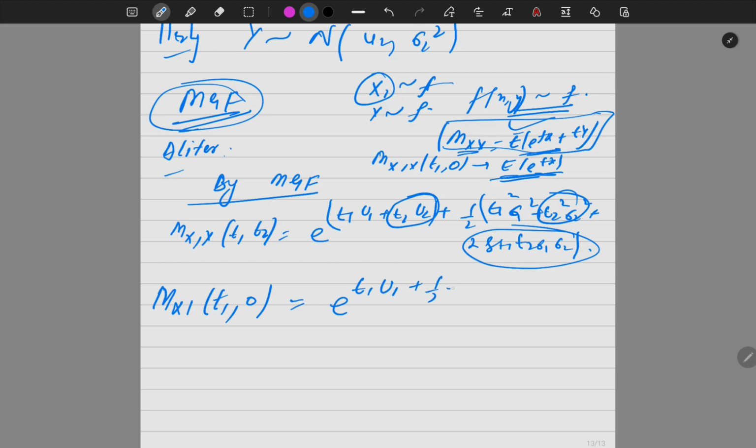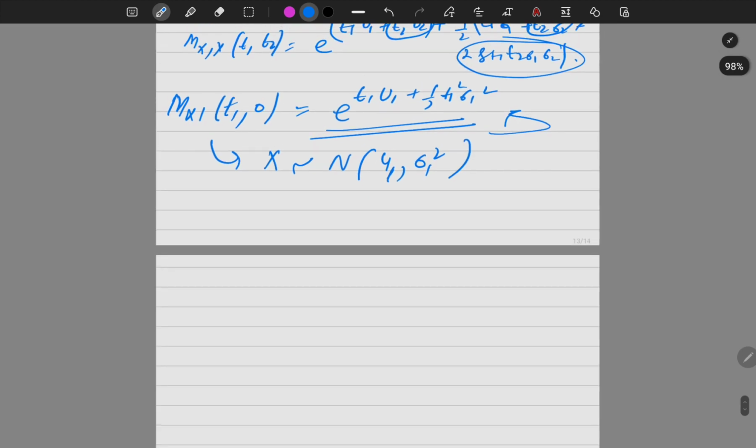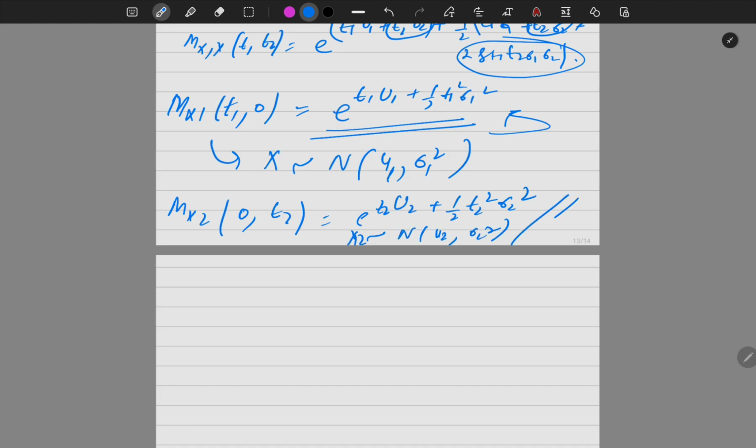1 half of t1 square sigma 1 square, and this is the MGF of normal distribution. So x follows normal mu comma sigma square. ये MGF से आया, जब आपको MGF पता होगा तब आप करोगे, वरना आपको पूरा वो कैलकुलेट करना पड़ेगा। Similarly MGF of x2, तो यहाँ पे t1 को पुट करेंगे 0, t2 ये क्या बनेगा, e to the power t2 mu 2 plus 1 half of t2 square sigma 2 square, and x2 follows normal mu 2 comma sigma 2 square. So this was all about marginal of bivariate normal distribution, marginal distribution of x and y, right?